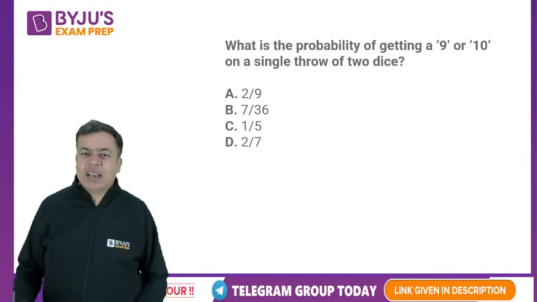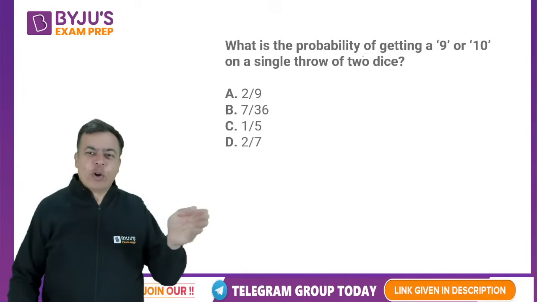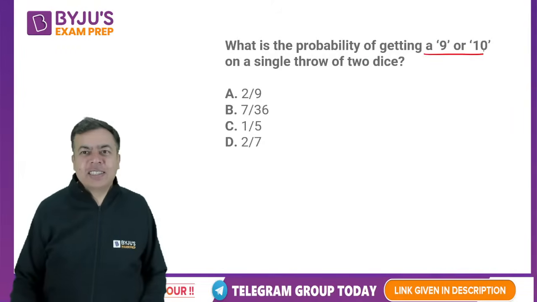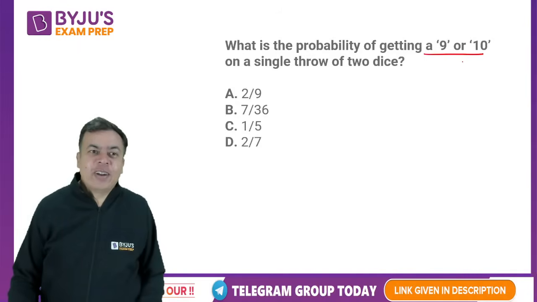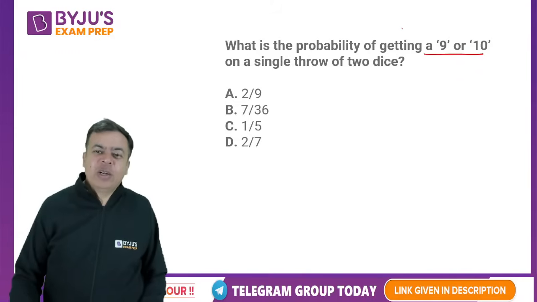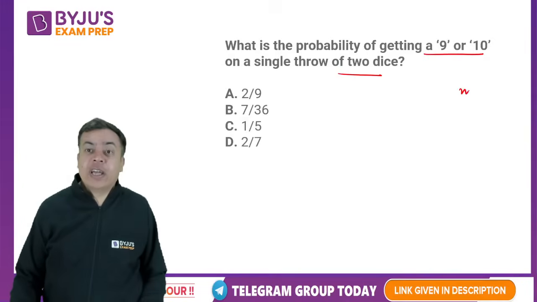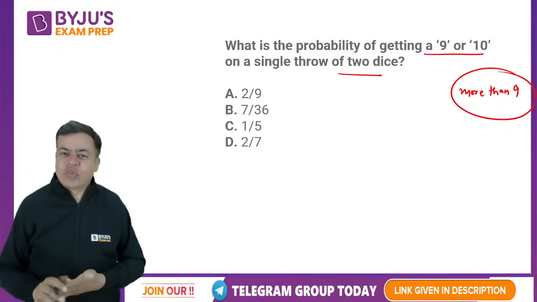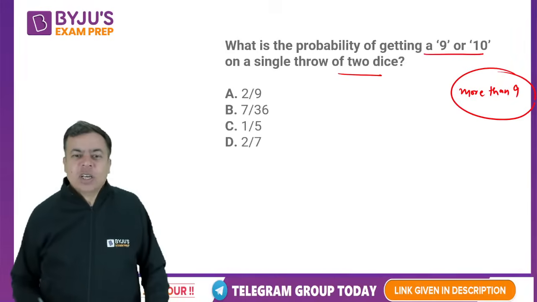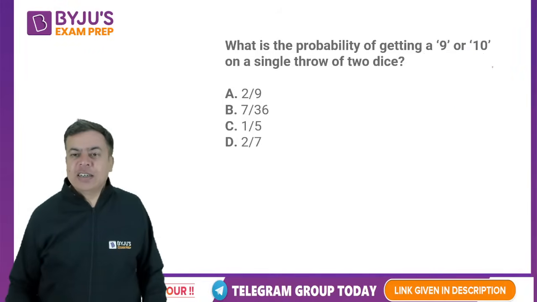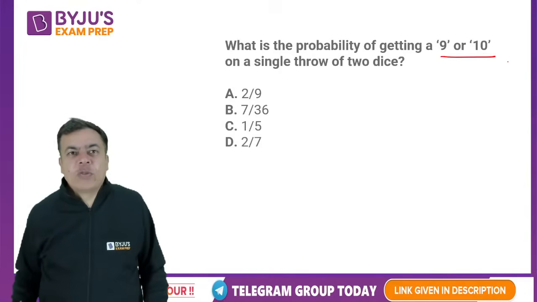Once in the last 4 to 5 years, they asked a question: what is the probability of getting a 9 or 10 on a single throw of 2 dice. This was, I think, from 2018. In 2020 they asked one question on the same single throw of 2 dice, but the probability of getting more than 9. So now we will do this first: the probability of getting a 9 or a 10 on a single throw of 2 dice.